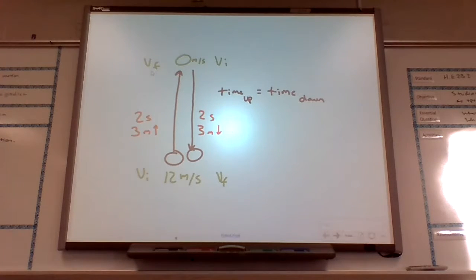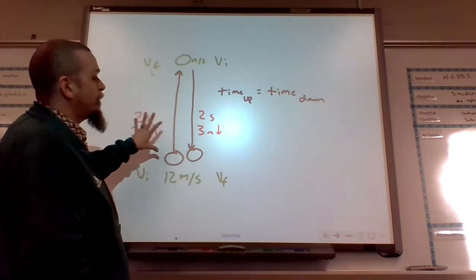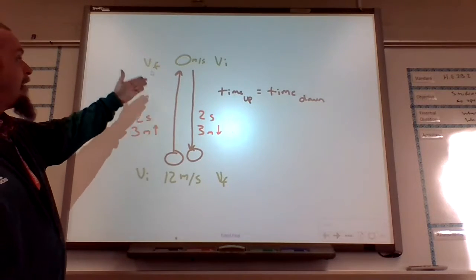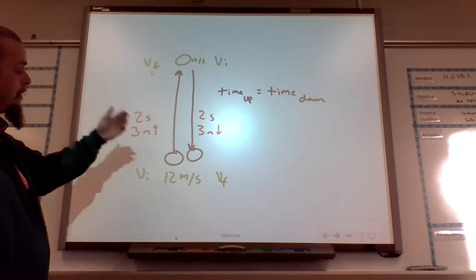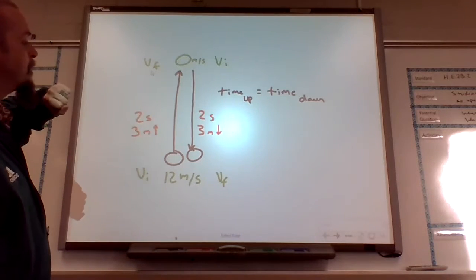The problem says something about a ball is thrown up in the air. It takes 4 seconds for it to go up in the air and come back down to its starting position again. How high did the ball go? We are focusing entirely on the upward portion of its motion to try to figure out how high the ball goes. You know the initial velocity is 12 meters per second. You know the final velocity is 0 meters per second.